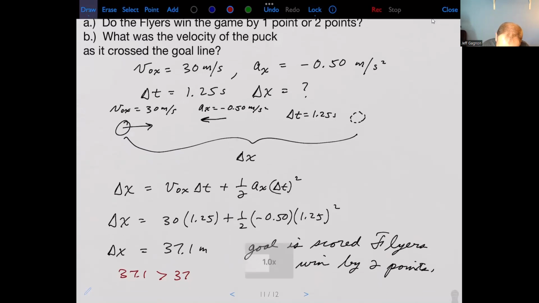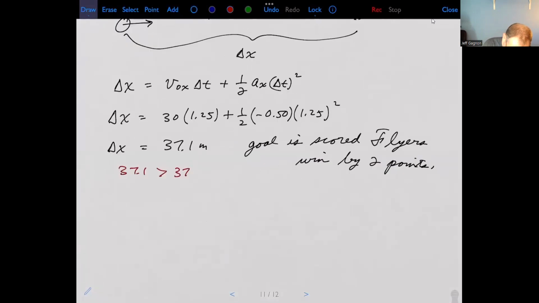So in order to answer question part B, we need to find the time first. Find time puck crosses goal line. And to do that, we can again use this equation.